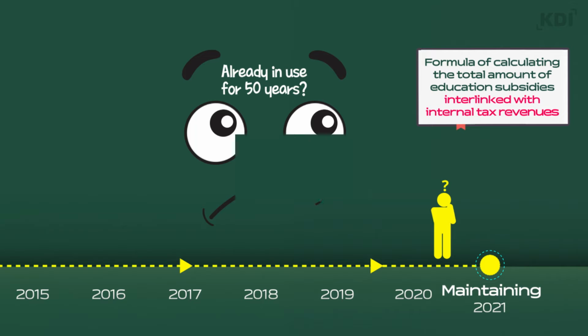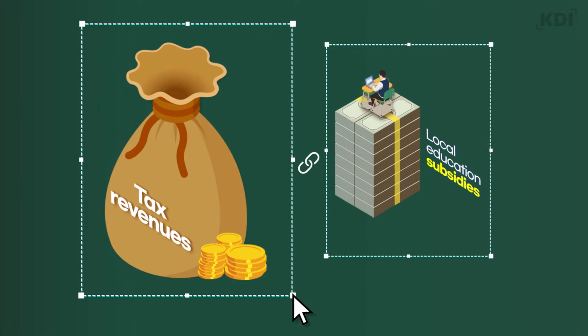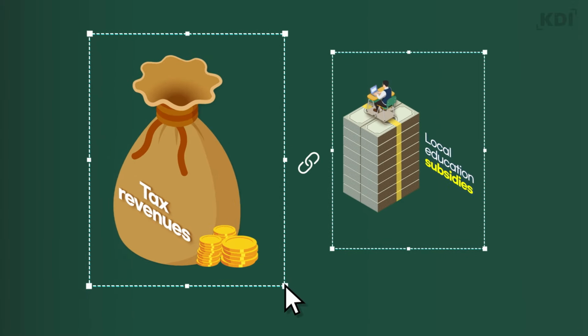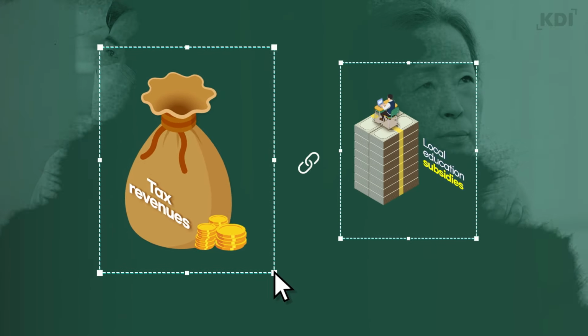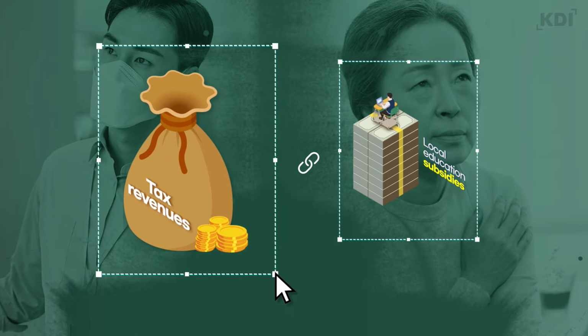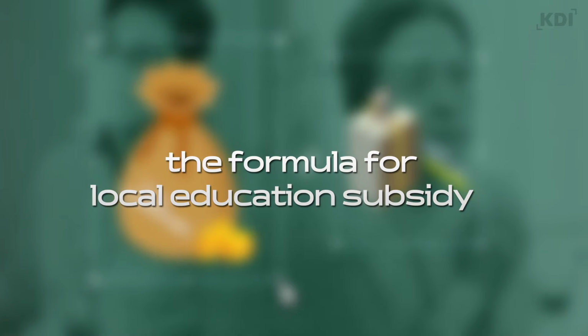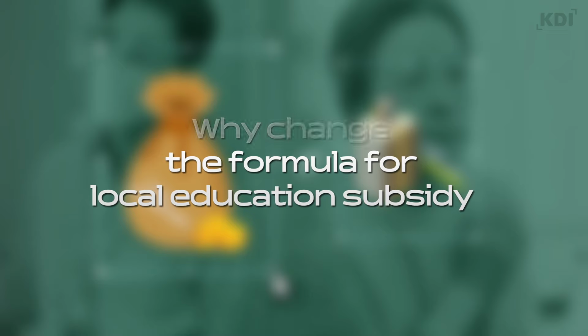However, some call for change in the formula, which presently renders education subsidy move in parallel with tax revenues, in order to efficiently allocate public resources for social issues like the aging population and the COVID-19 pandemic. Why?